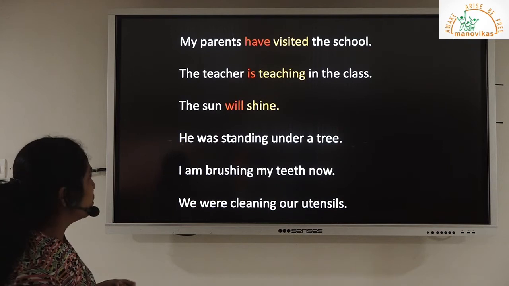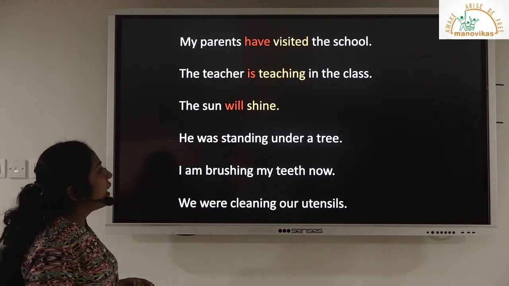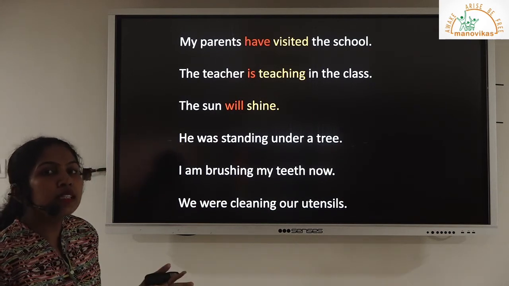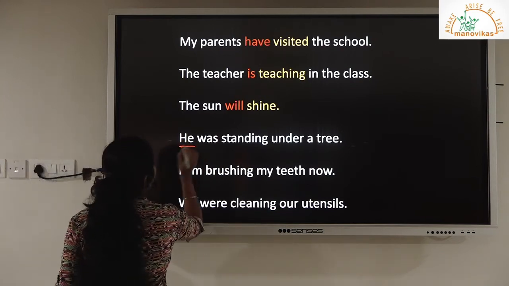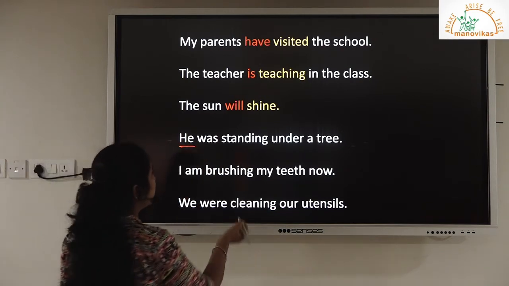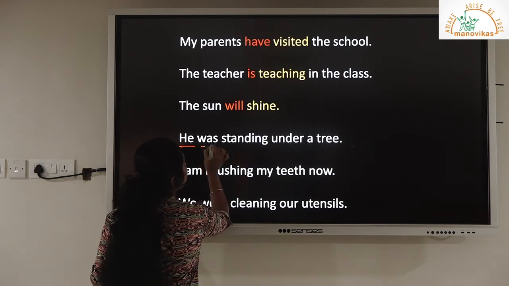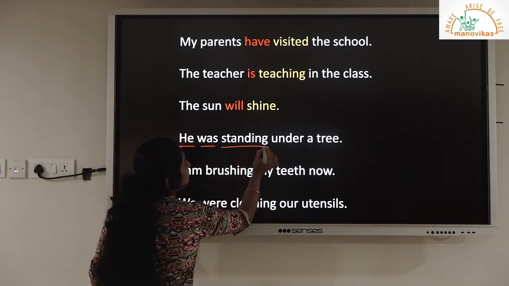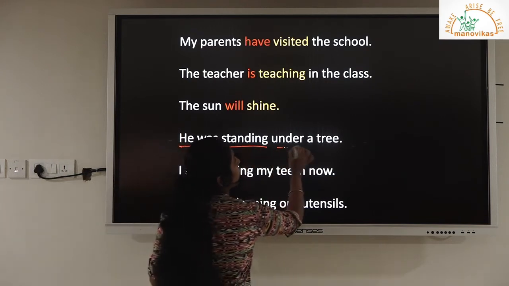There are three more sentences given. Let's try to solve those. He was standing under a tree. Who is standing? He. What is he doing? Was becomes the helping verb. He's standing where? Under a tree.